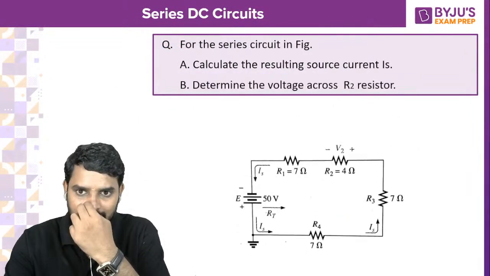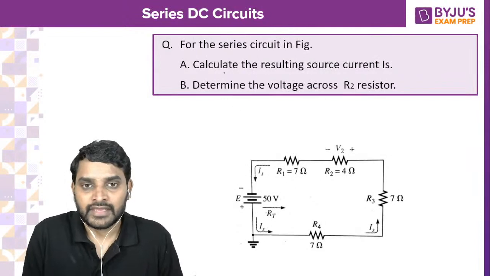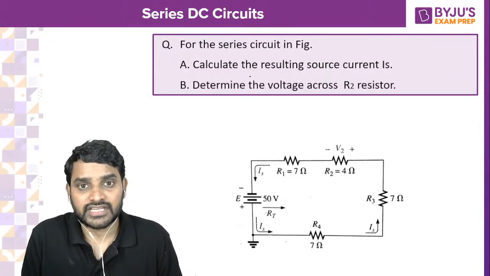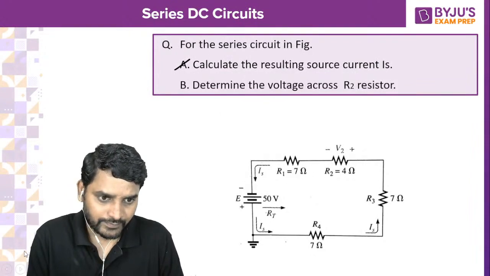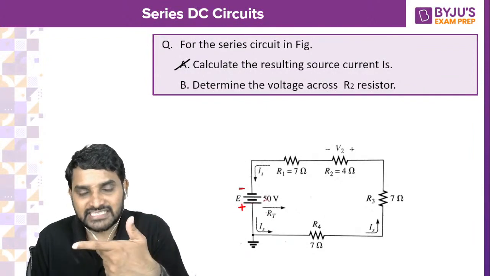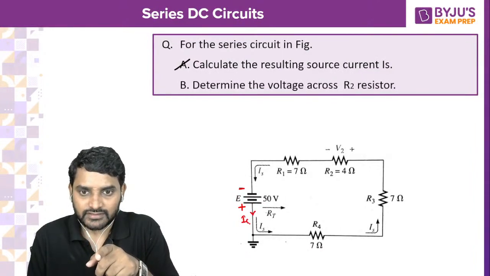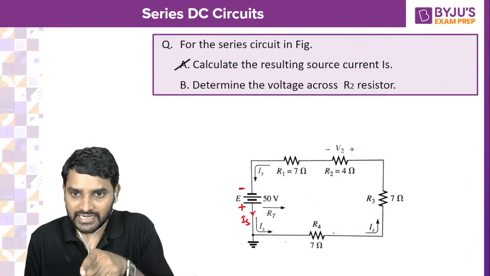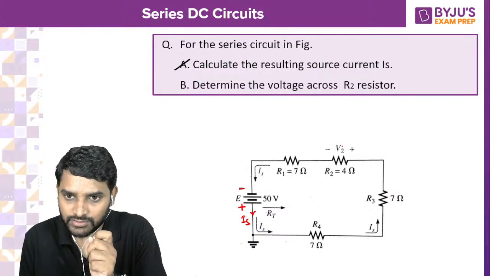All right. Now, I have the same circuit. Calculate the resulting source current. He's asking to calculate the resulting source current. Be careful about the polarity: positive polarity here, negative polarity here. You see the plate is lengthy here and small here, so current leaves from this terminal. He's asking to calculate the resulting source current and determine the voltage across R2. Where is R2? R2 is here.